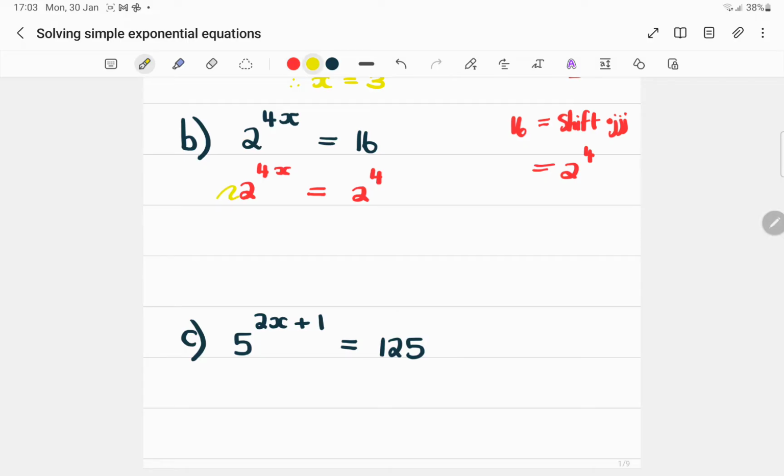Then we can drop it like it's hot, and we can equal the exponents to each other. 4x is equal to 4. So you can just ask yourself, 4 times what will give you 4? If you want to do the inverse operation, you will divide by 4 here to get x alone. And what you do on the one side, you have to do on the other side. Thus, x is equal to 1.